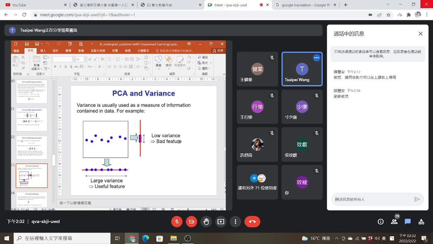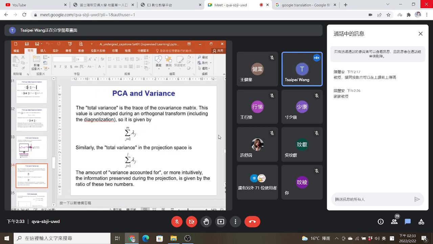So usually the eigenvalue corresponds to variance along a direction, and the larger variance is usually considered a more useful feature. Okay. And that dimension will correspond to larger eigenvalues.